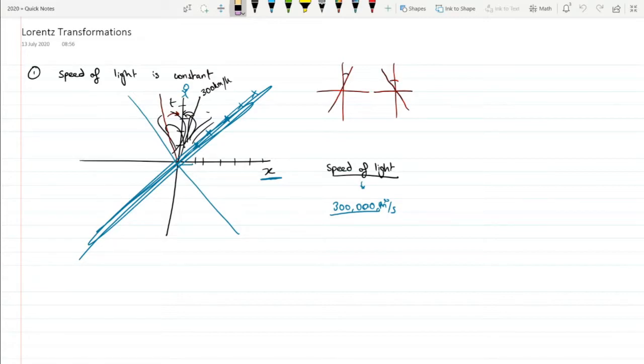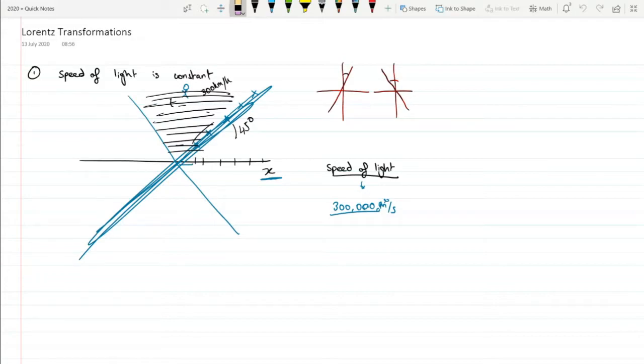I want to find a way to rotate my coordinate system which leaves this 45-degree angle unchanged, but allows me to move all the other speeds that I have inside this region. And finding such a transformation is difficult, and that's why finding the actual representation of this was so important that it was named after the person who discovered it, whose name was Lorentz.